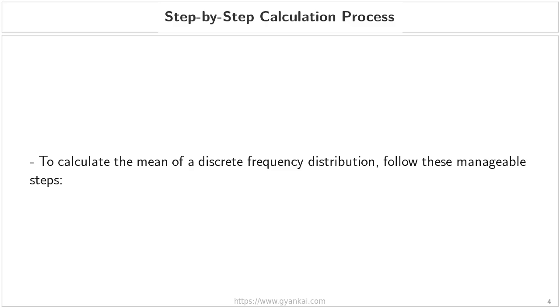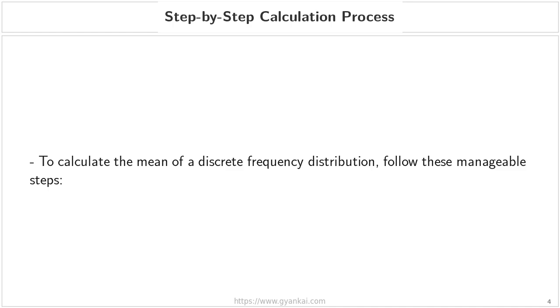For every single observation in your list, you are going to multiply the value, x sub i, by its frequency, f sub i, to find a new value, which we denote as f sub i times x sub i. Once you have all those individual products, you need to find the total sum of products. You will add all those results together to find the sum of f sub i times x sub i in our notation. This is represented by the sigma symbol followed by f sub i times x sub i.